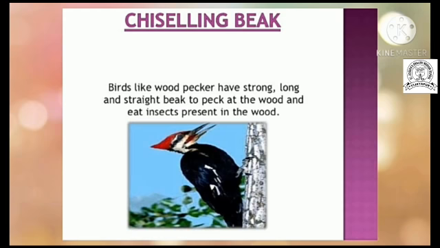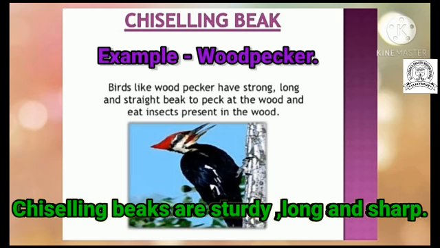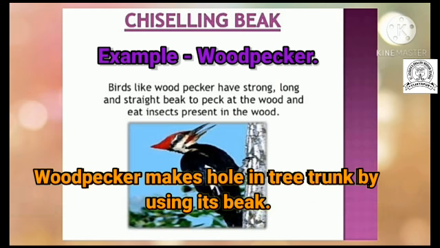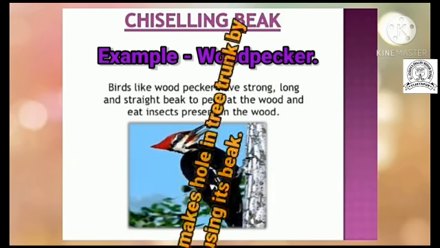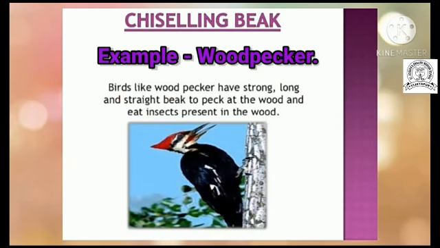Chiseling beaks are sturdy, pointed beaks that allow them to chisel into wood and bark. And this type of beak is found in the woodpecker. See, the woodpecker can make holes in a tree trunk by using their long chiseling beak. And the woodpecker also has a very long tongue which is kept inside their head.